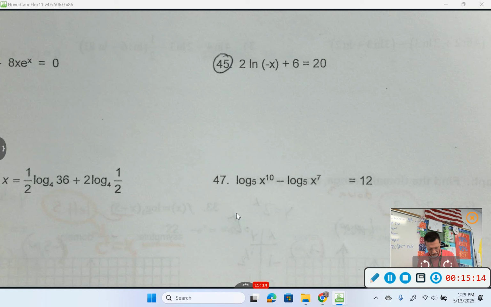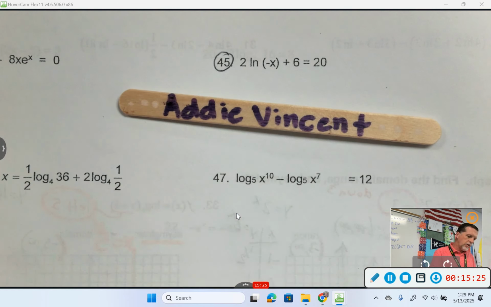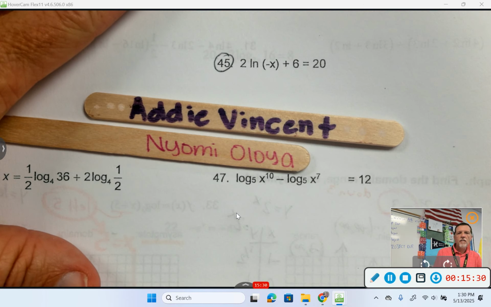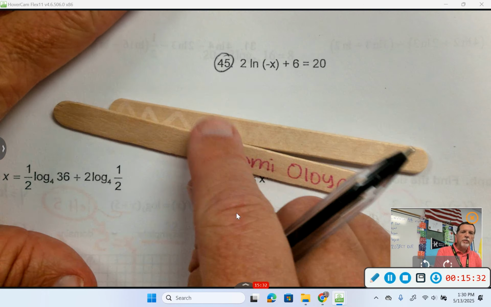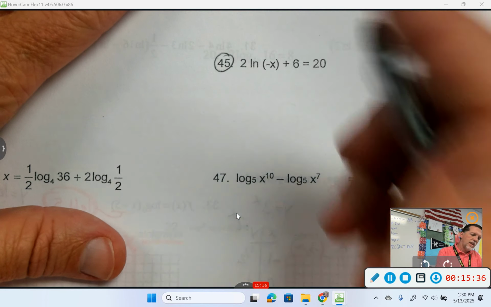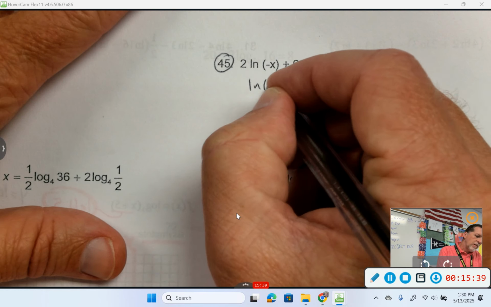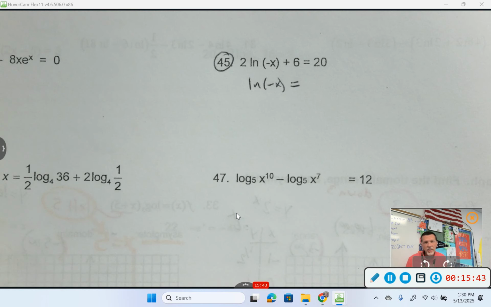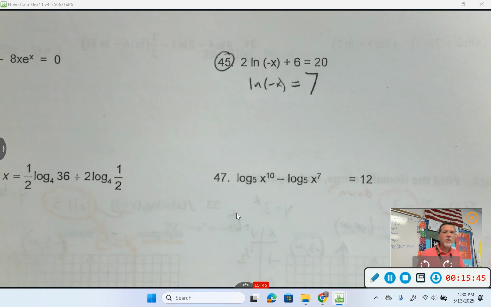Well, this looks easy is probably too strong a word, but straightforward maybe. So maybe we get some help here. Addie, what do you want to do first on 45? Subtract the 6. Good. And then Naomi, what would we do after we subtracted 6? Divide by 2. Good. See if I can do both of those things. So minus 6 gets me 14, divided by 2 gets me 7.